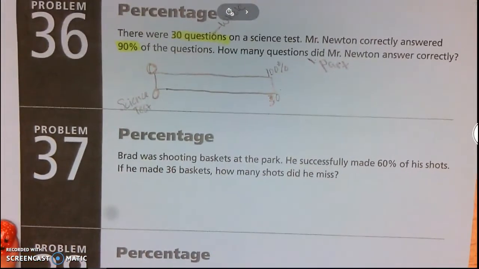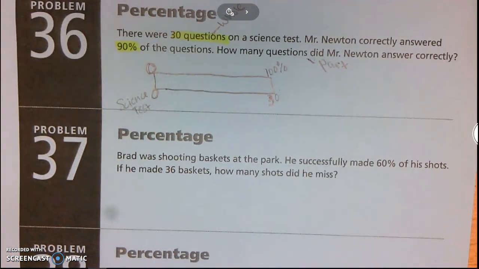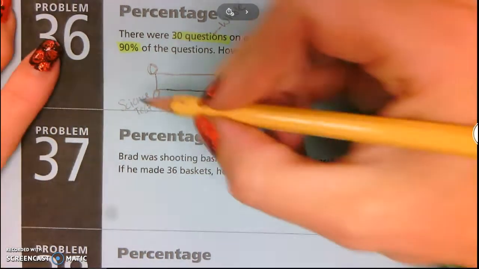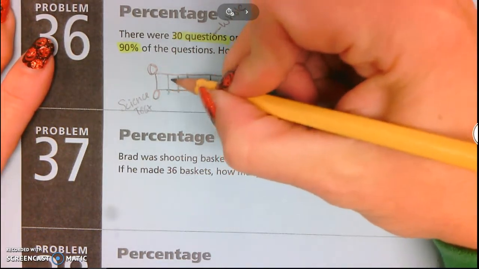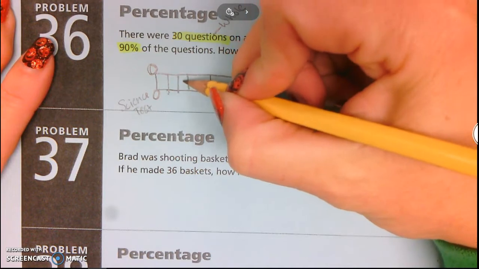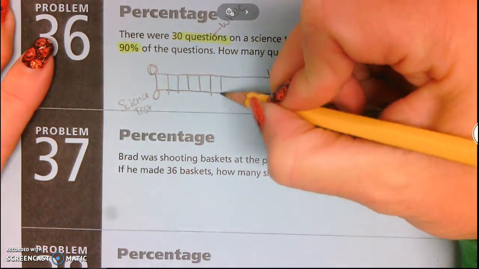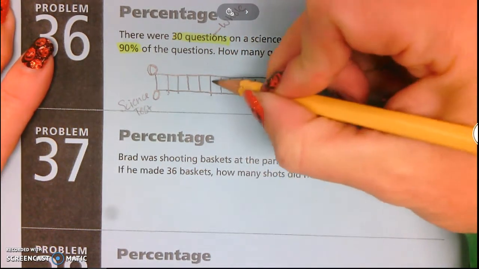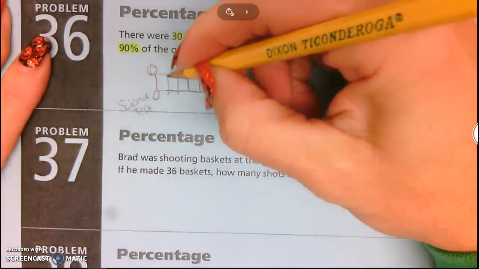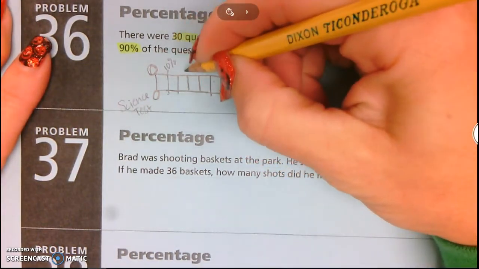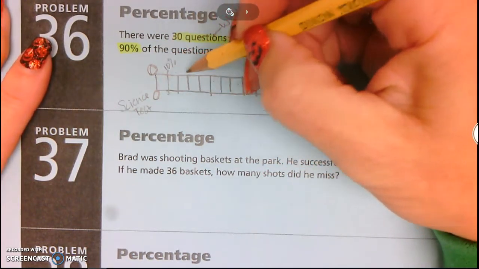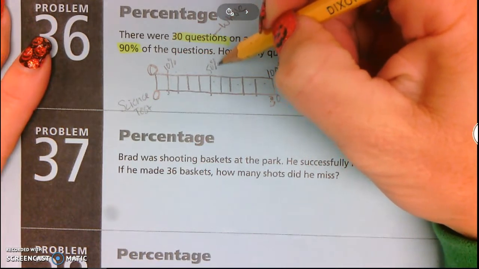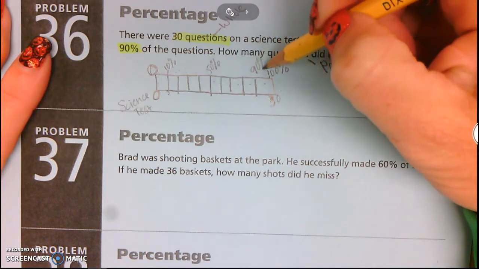Okay, so since I need 90%, I know that I need to go by tens: 10, 20, 30, 40, 50, 60, 70, 80, 90, 100. So I'm just going to break this into 5 pieces here, 5 pieces there. So I know that each of these is worth 10%. I'm too lazy to mark all of them. So 10%, 20, 30, 40, this is 50%. And the one I really need is this 90%.